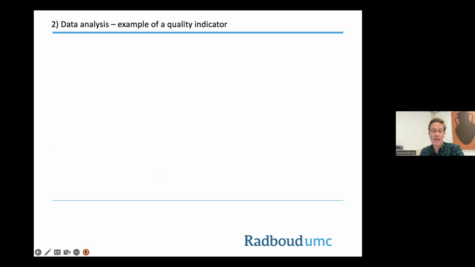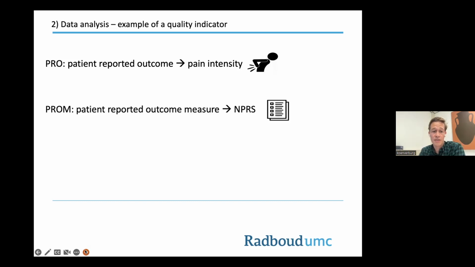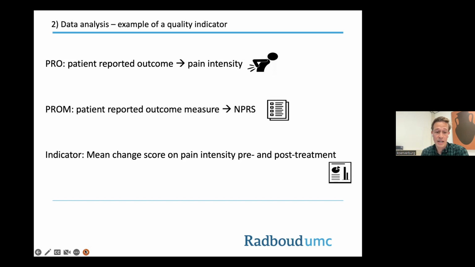So after that, we would like to give an example of a quality indicator based on the standard set. First of all, you select the patient-reported outcome, for example, the pain intensity. After that, you examine the patient-reported outcome, which was in our standard set, the numeric pain rating scale. And lastly, an example of an indicator is the mean change score on pain intensity pre and post treatment measured.